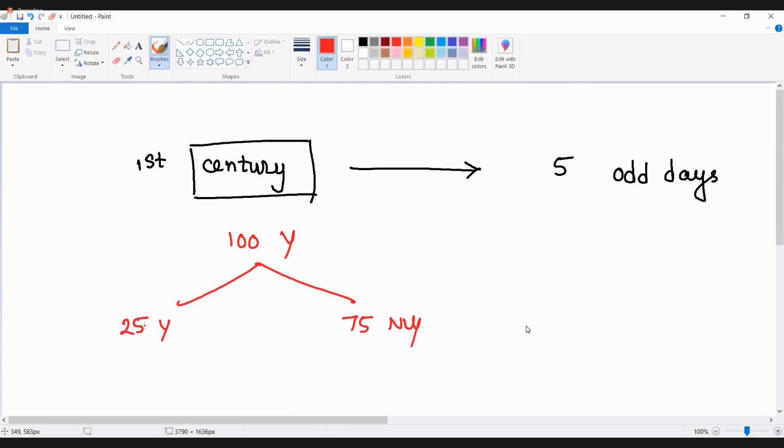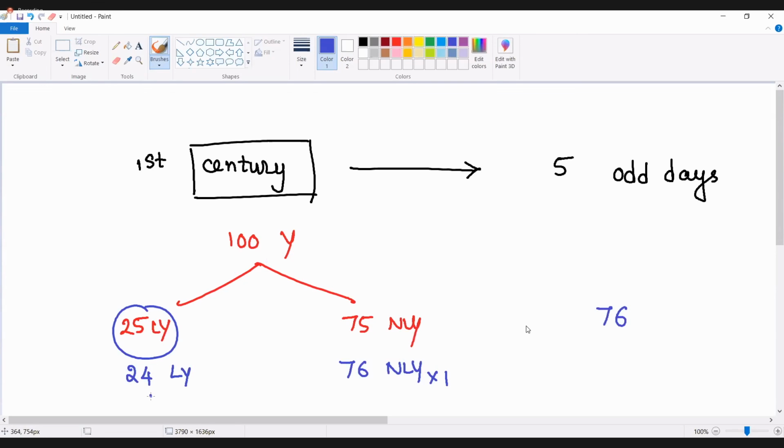So 25 leap years and 75 non-leap years is a wrong calculation, because in this 25, 100 is also included. Every century, 100, 200 and so on, will be treated as a non-leap year. That is the reason only 24 are leap years and the remaining 76 are non-leap years. A non-leap year has 1 odd day, so 76 into 1 is 76.